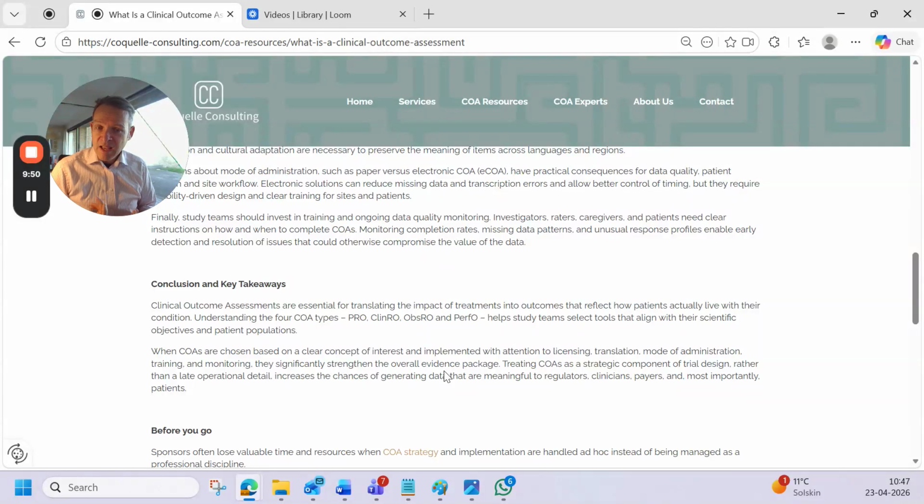Treating COAs as a strategic component of trial design rather than a late operational detail increases the chances of generating data that are meaningful to regulators, clinicians, payers, and most importantly, the patients.